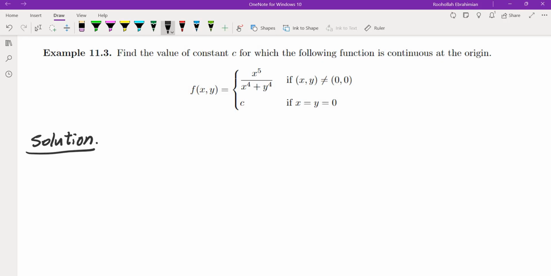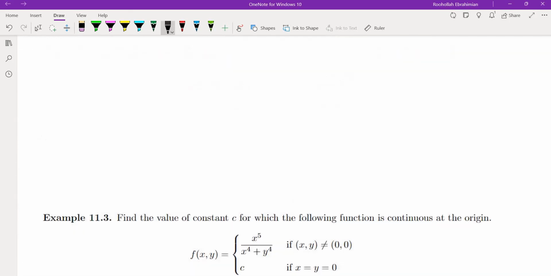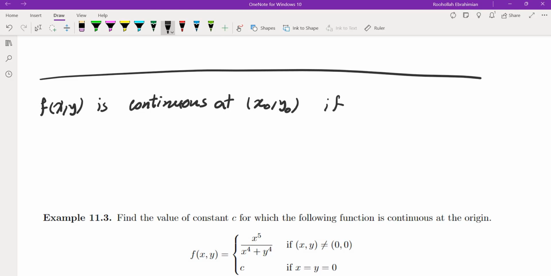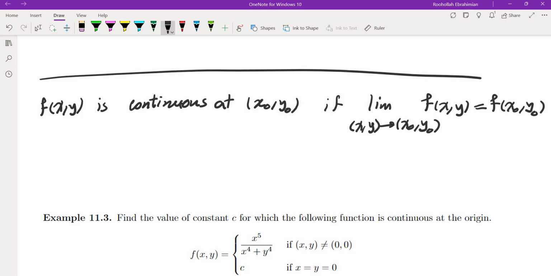So find the value of constant c for which the following function is continuous at the origin. So before I can do this problem, let's talk about continuity. So what does it mean for a function to be continuous? The definition is the same definition that you have seen in single variable calculus. So f of (x, y) is continuous at a point (x naught, y naught) if the limit of f of (x, y) is the same as f of (x naught, y naught) as (x, y) approaches (x naught, y naught). So this is when we say it is continuous.